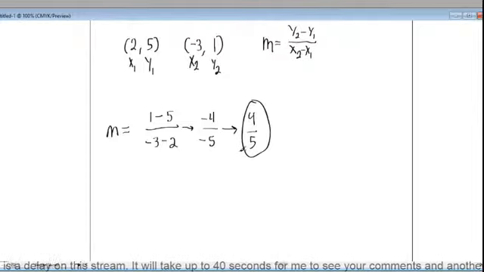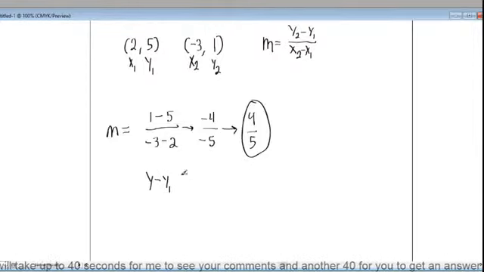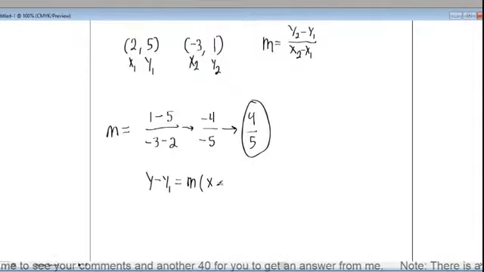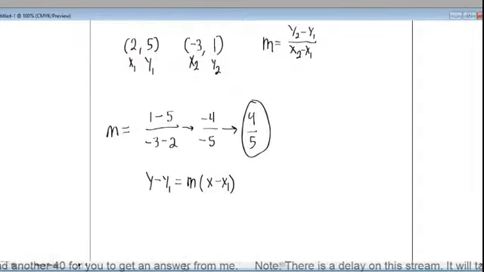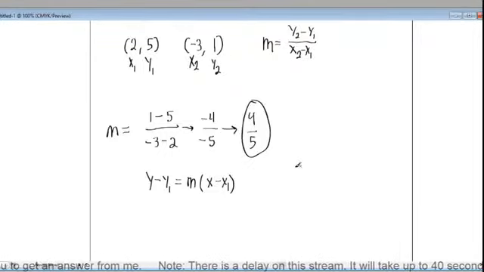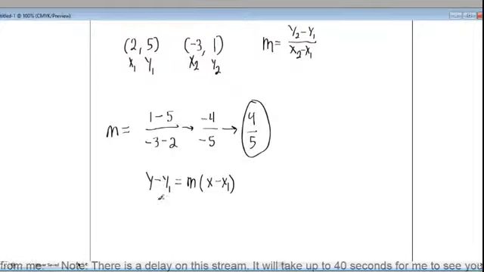Y minus y1 equals m times x minus x1. Okay, so again, pretty simple. Why not show it? So again, this takes a point. This is called point slope right here.